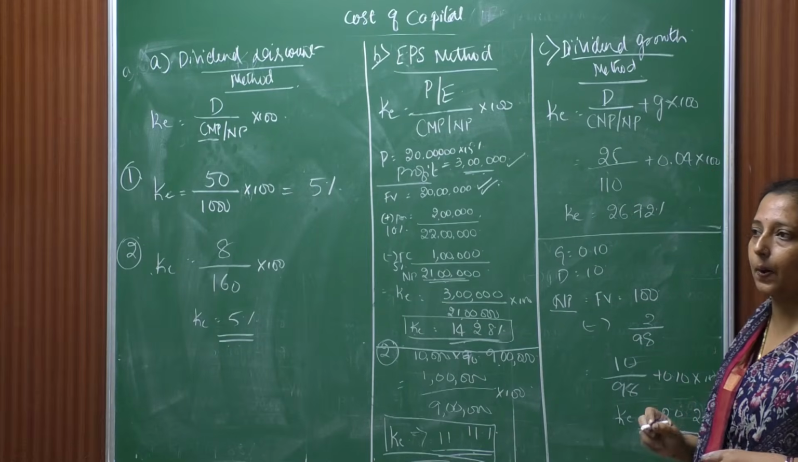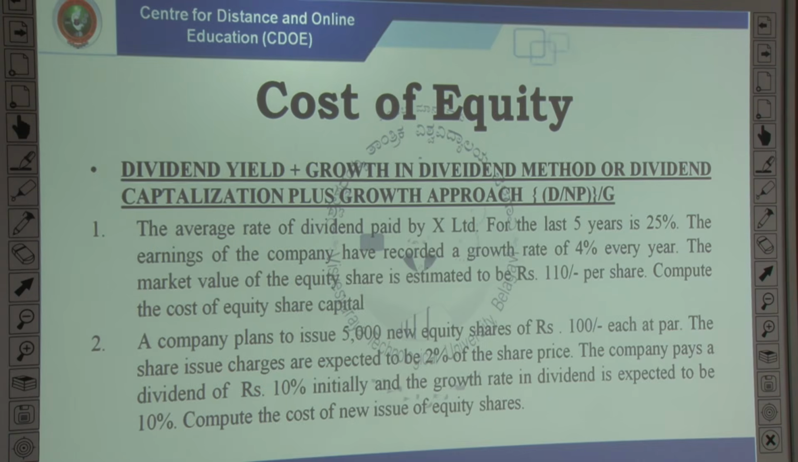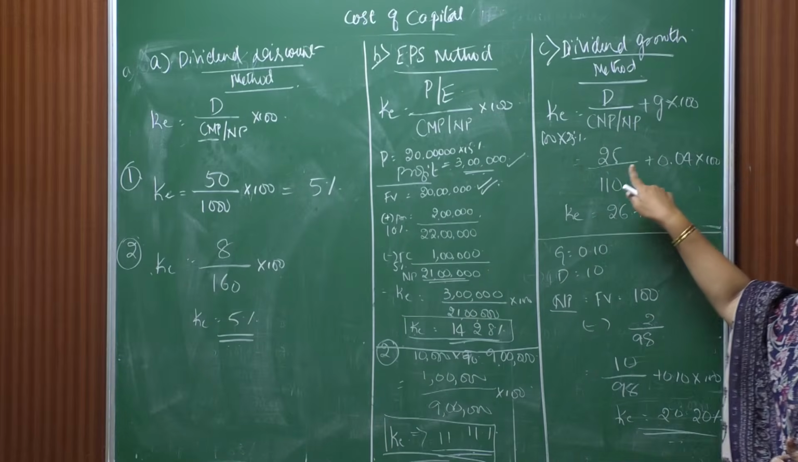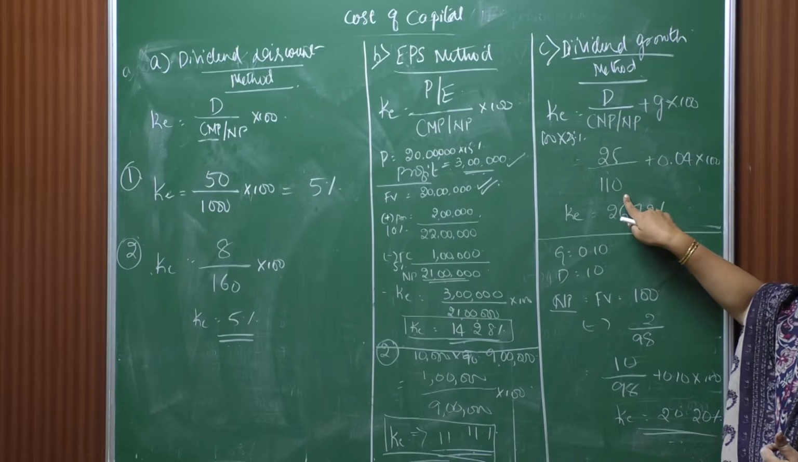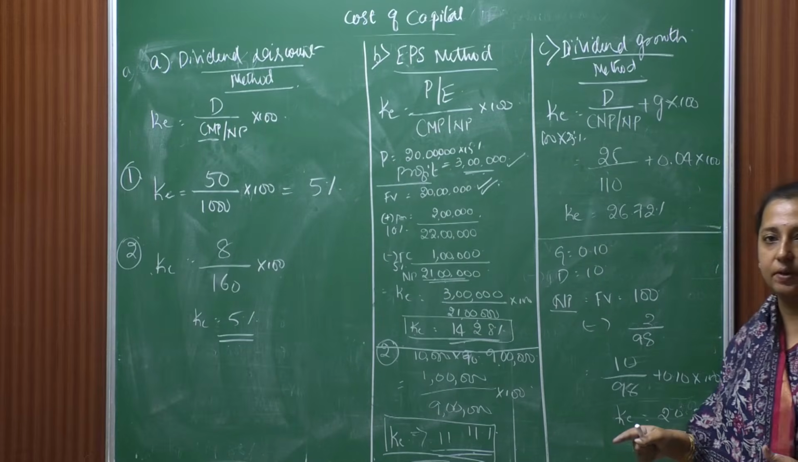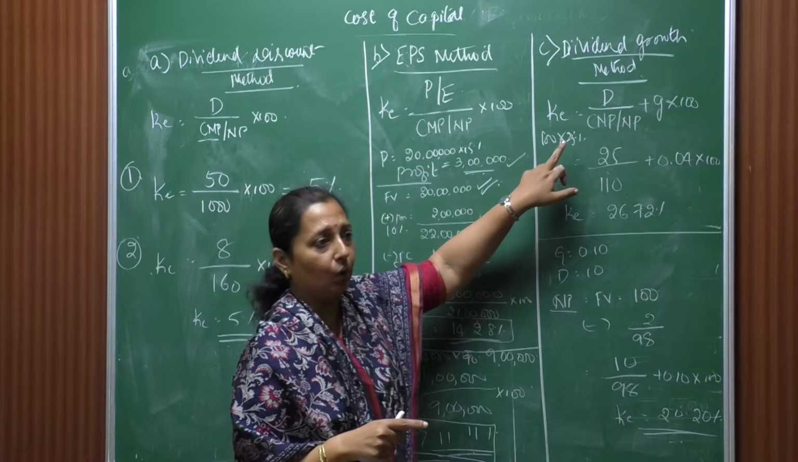See here in this problem, the average rate of dividend is 25% for the last 5 years. We don't know the face value, so we assume it as 100 rupees. So 100 rupees into 25% gives you 25. So the dividend is 25 divided by 110, plus the growth rate, into 100, which gives you 26.72%. Hope you understand.